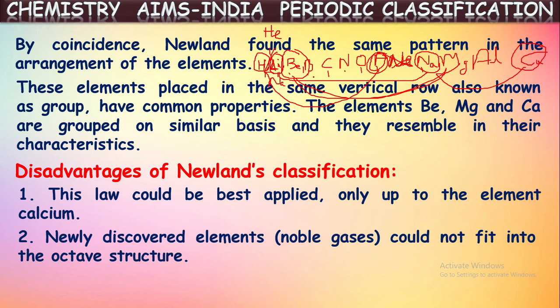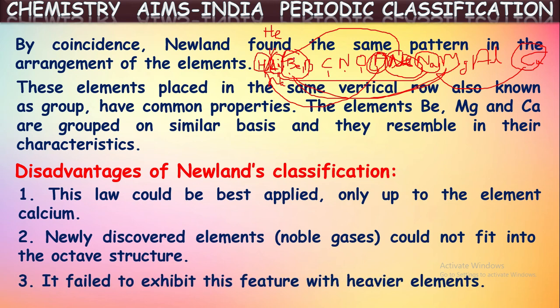When neon is kept here, now for lithium, the consecutive eighth element will be, see, 1, 2, 3, 4, 5, 6, 7, 8. Neon is the consecutive eighth element for lithium. But lithium and neon have different chemical properties, isn't it? In that way, after the discovery of noble gases, Newlands' octave theory failed completely. He could not fit these noble gases into the octave structure. In that way, we can say Newlands' classification failed.